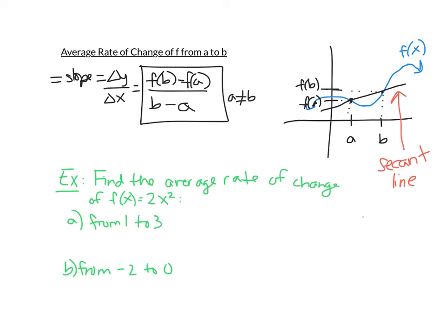For our first example, we are finding the average rate of change of f of x equals 2x cubed from 1 to 3, and then also from negative 2 to 0. You do not need to draw a picture for these. However, I always like to draw a graph just so I can see what things look like. So I know that the graph of y equals x squared, or 2x squared, is going to look kind of like this. So I just drew a very quick sketch.